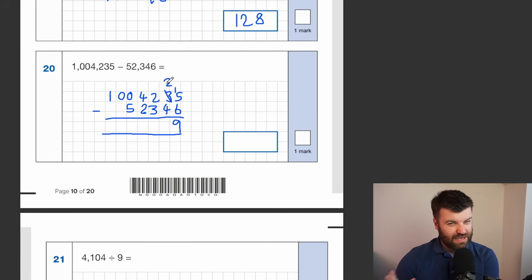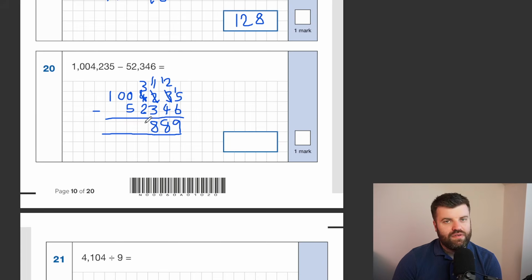It's a negative number, but we don't want them in this question. 2 take away 4, let's do some exchanging. We have 12 take away 4. 12 take away 4 is 8. Oh my gosh, 1 take away 3. We need to exchange. We're going to have 3 here now, and 11 take away 3 is 8.